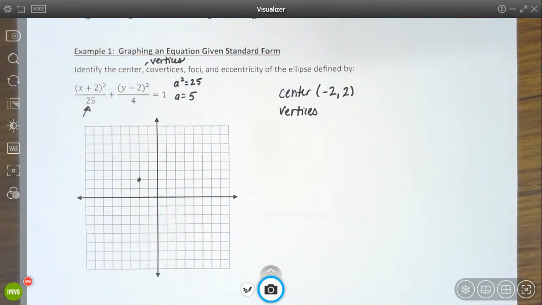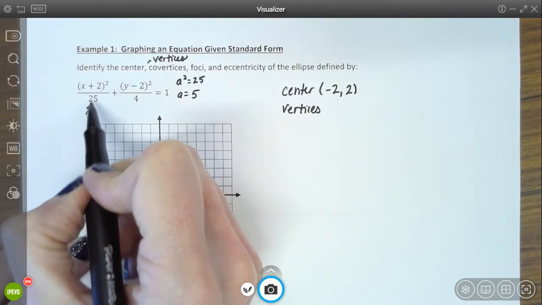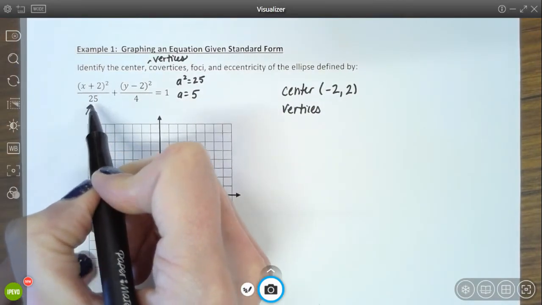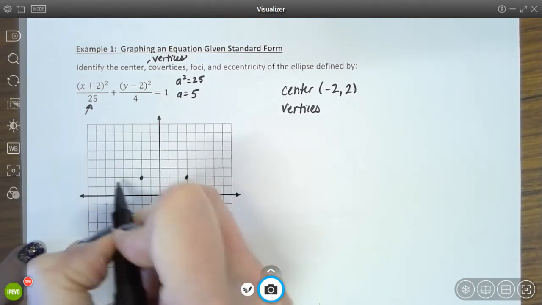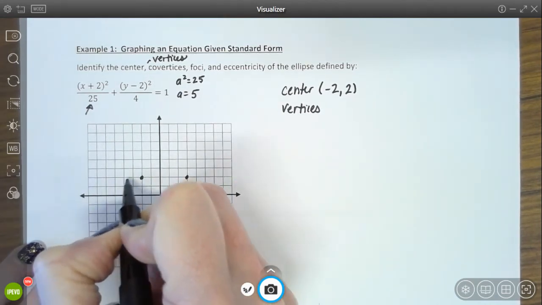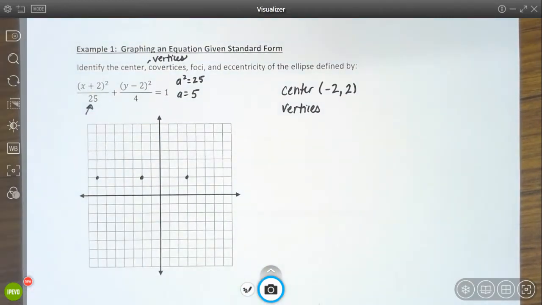I can do two things. I can either find my vertices by going to my graph and counting 5 units away. Since it's a horizontal distance, it's attached to the x, so I'm going to count 5 units to the right and 5 units to the left. Those would be my two vertex points, or my vertices. And obviously, I just counted them on my graph, moving left and right 5 units from my center.